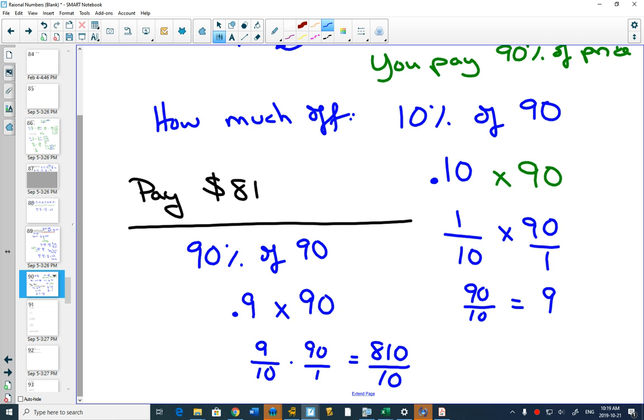$810 divided by 10. Do you know the trick for dividing by 10? No. Then you just move the decimal place 1 over. So many awesome math things that you can do. And you get $81 directly.